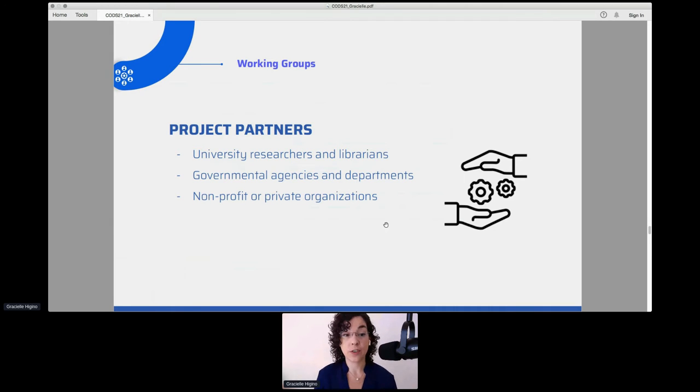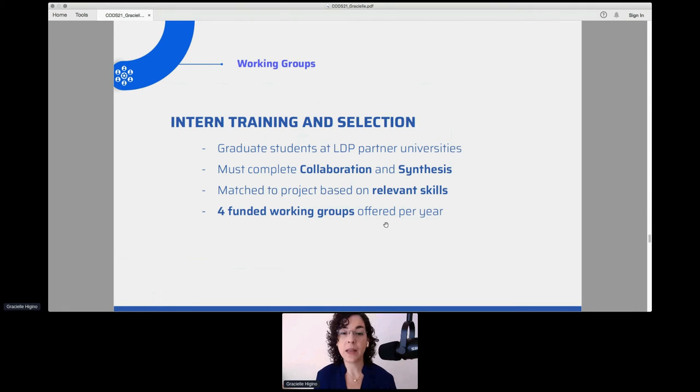Now, the working groups. It's almost the same thing, but a different strategy. We partner with university researchers and librarians, governmental agencies and departments, and also non-profit and private organizations. But now students are selected if they have completed the collaboration and synthesis courses, or if they are applying to do them in the next term. They are matched to projects based on relevant skills again, but now we have only four funded working groups offered per year.